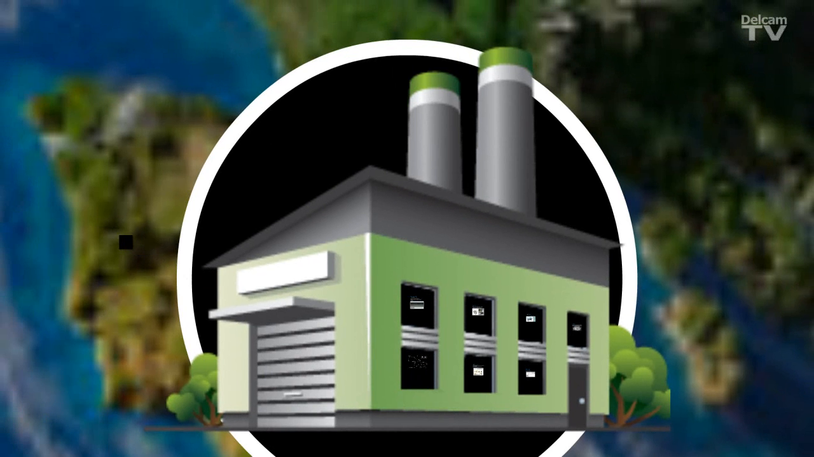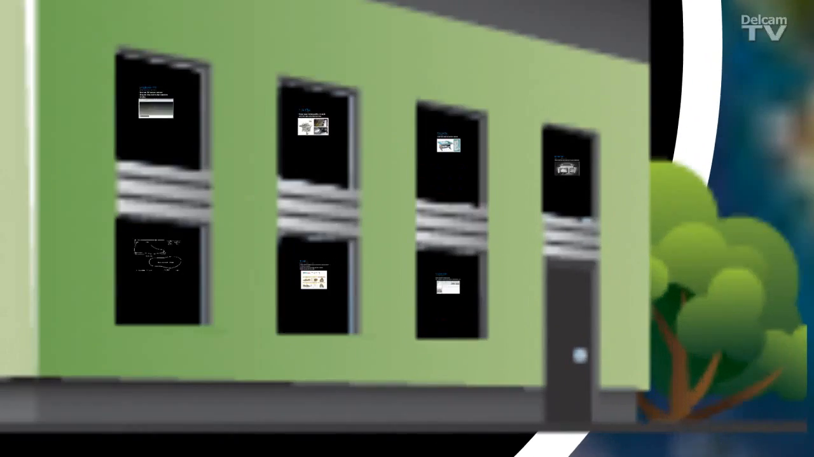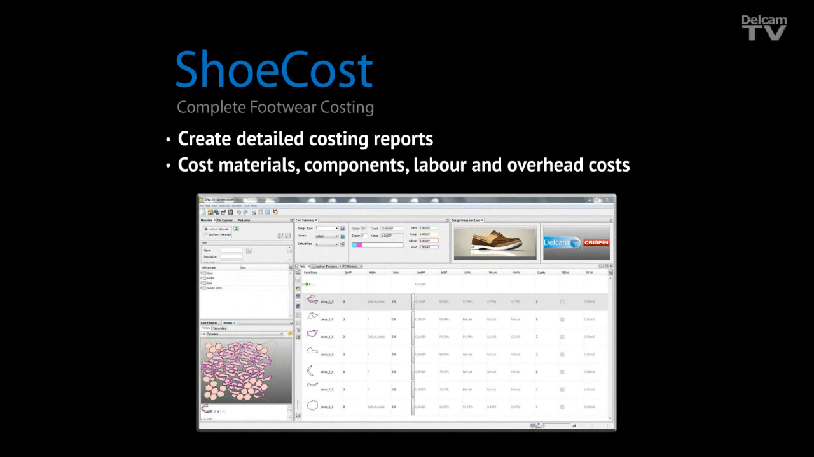Okay, so the next piece of software we're going to look at in the factory area is Shoe Cost. So Shoe Cost allows us to create a detailed costing report. So this includes costing materials, components, labor, as well as overhead costs. So Shoe Cost takes the same .shoe file, extracts the information from Engineer, so this is all of the boundaries and pieces that we just created, and it allows me to nest those pieces onto synthetic materials as well as leather materials. So I'm just going to open up Shoe Cost now, and I'm just going to give you a quick taste of what Shoe Cost is all about.